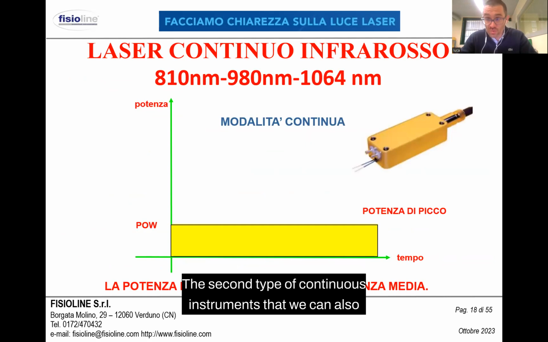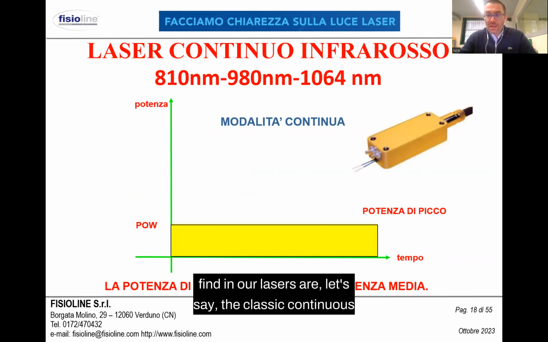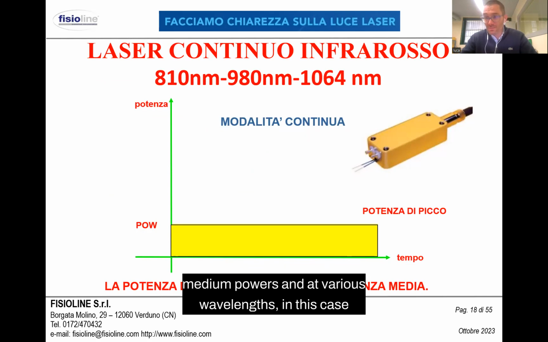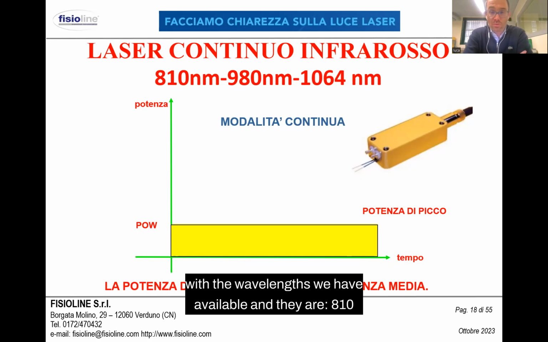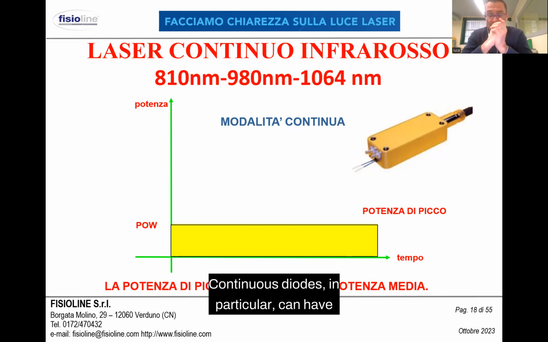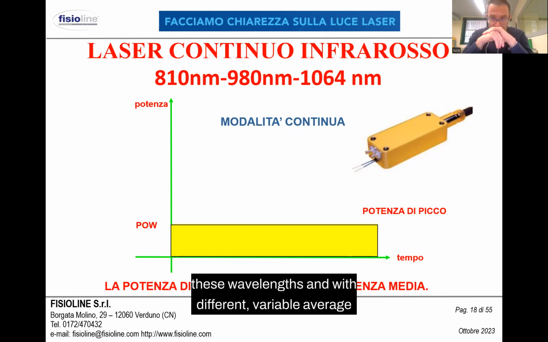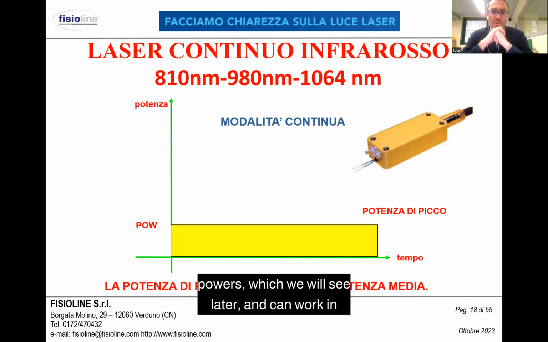The second type of continuous instruments that we can also find in our lasers are, let's say, the classic continuous diodes that can operate with various wavelengths, single, double or triple wavelength, depending on which version one wants to evaluate, and we will be able to find these continuous sources operating at various medium powers and at various wavelengths, in this case with the wavelengths we have available, and they are 810 nanometers, 980 nanometers and 1064 nanometers. Continuous diodes, in particular, can have these wavelengths and with different, variable average powers, which we will see later, and can work in two operating modes.